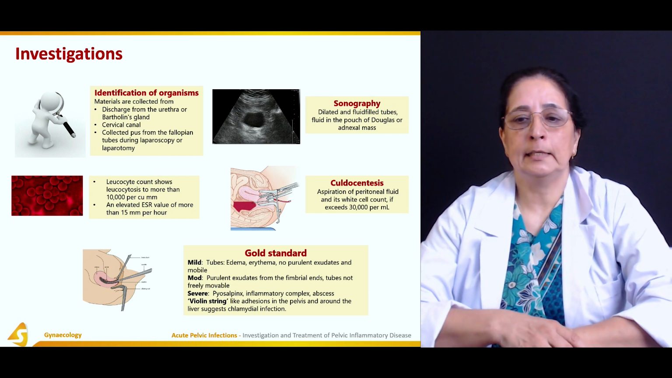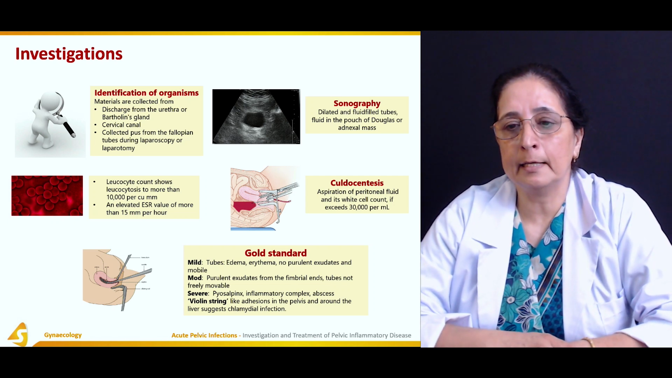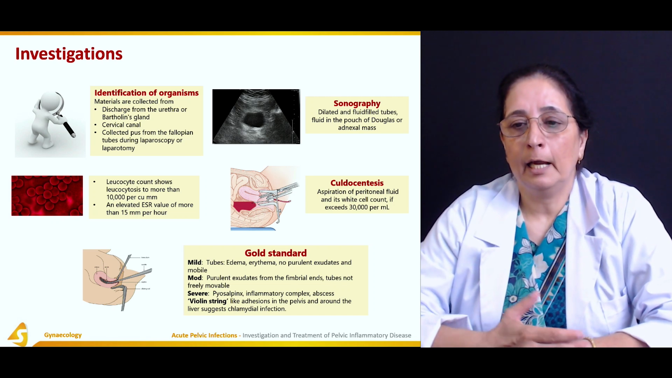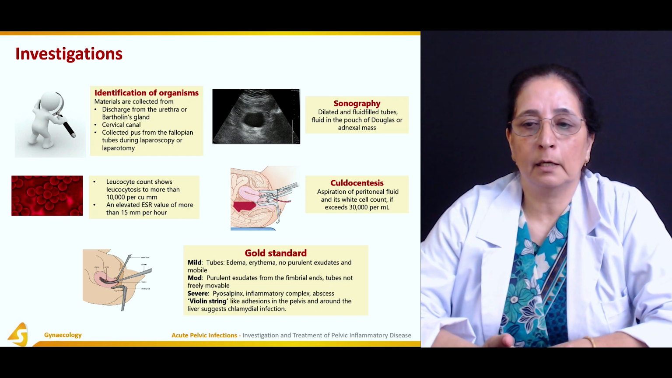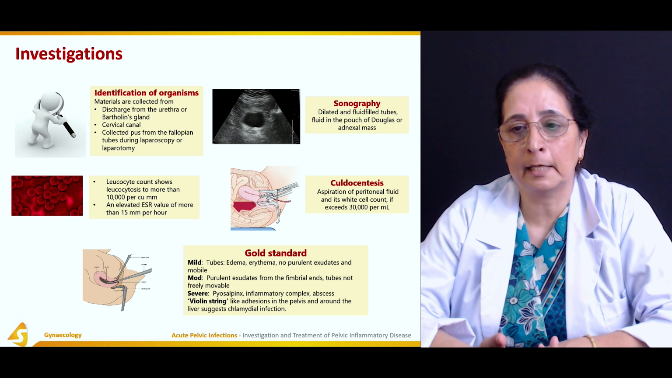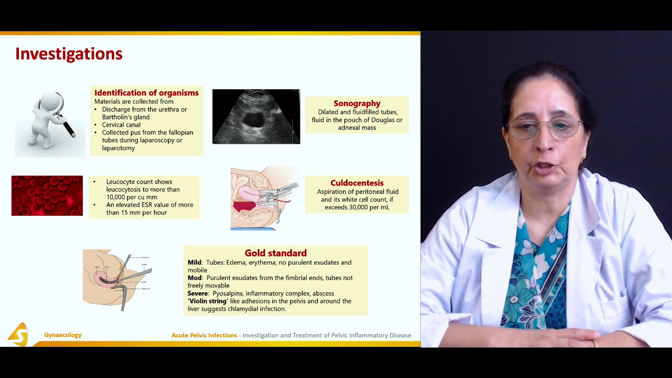Then another test that can be performed is culdocentesis. In culdocentesis, the fluid is aspirated from the peritoneal cavity, and if the white cell count is more than 30,000 per ml, it's also diagnostic of infection.